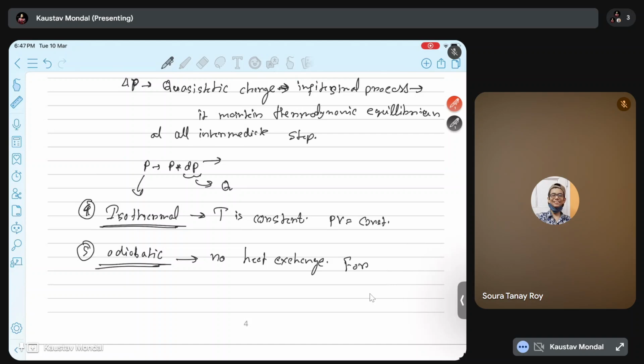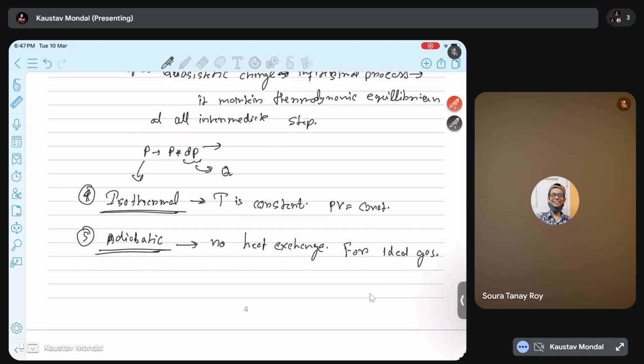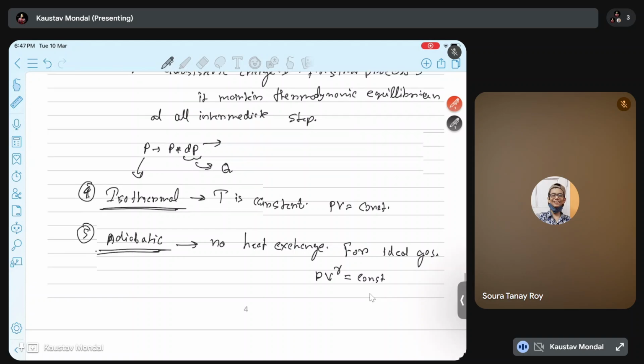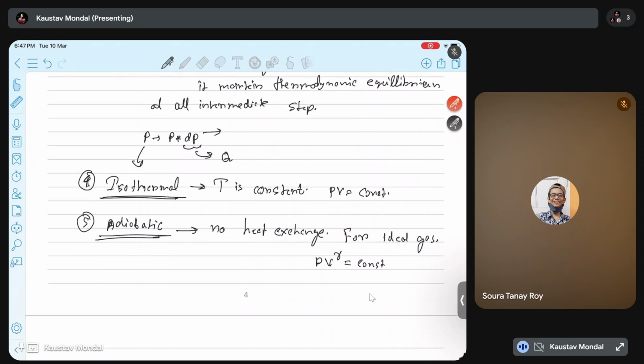For an ideal gas in an adiabatic process, the pressure-volume relation looks like this: PV to the power gamma equal to constant. This gamma we have already studied; it is known as the adiabatic coefficient. This gamma is basically Cp by Cv, the ratio between the specific heat at constant pressure and the specific heat at constant volume.